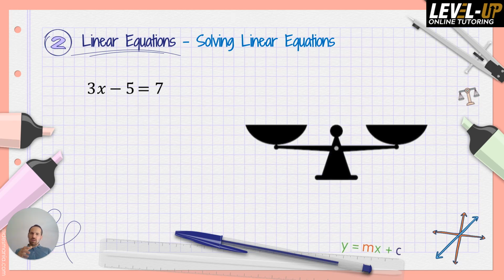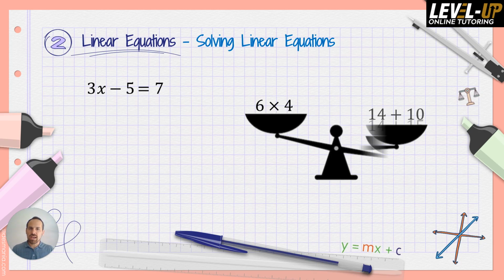How we do it is by manipulating each side of the equation. And I like to think of it like these old-fashioned weighing scales, where you put a weight on each side, or in this case, we're looking at a calculation. 6 times 4 on the left, 14 plus 10 on the right. You see they both come out to the same value. And so the scales are in balance. But say if I add 5 to the right-hand side, you see it then tips down.